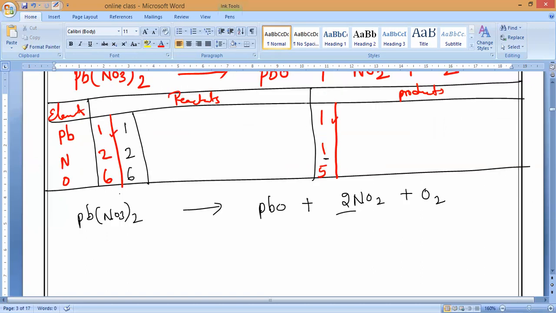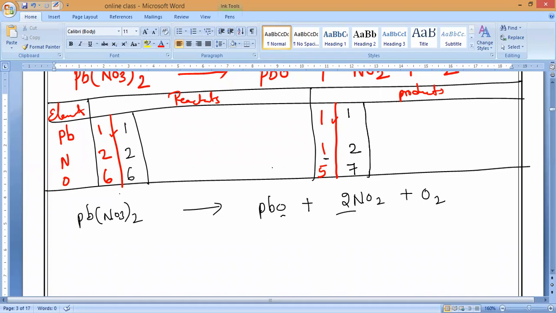Now lead 1, nitrogen becomes 2. If I change the nitrogen, oxygen also changes. Oxygen, how many? Check it. 2 2s are 4, 4 plus 2, 6, 6 plus 1, 7. Again it has not become balanced. Now lead is balanced, nitrogen is balanced, but oxygen has become unbalanced.